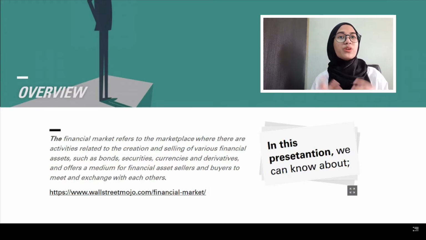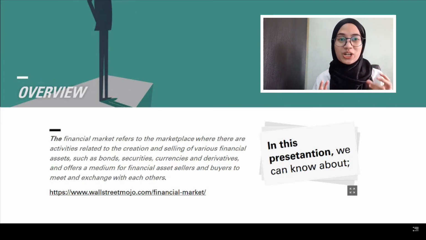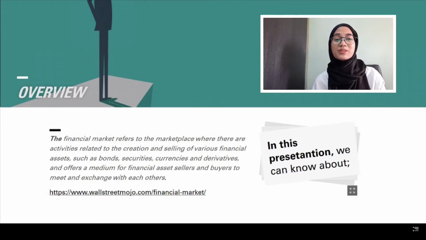So now we have known what is financial market, right? Next, in this presentation, we can know about the function of financial market, which have 7 functions of financial market, and the difference between the market, such as money and capital market, primary and secondary market, and also spot and future market.